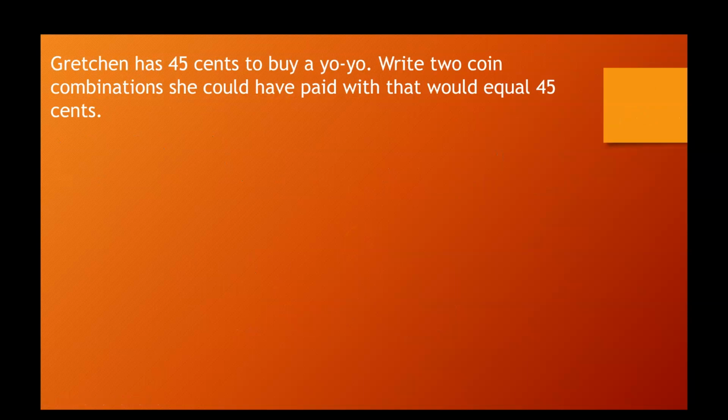Here's our next one. It says Gretchen has 45 cents to buy a yo-yo. Write 2 coin combinations she could have paid with that would equal 45 cents. So remember, there's multiple ways we can use different coins to represent one amount of money. So they want us to do 45 cents. Push pause and then push play when you're done with your amount.